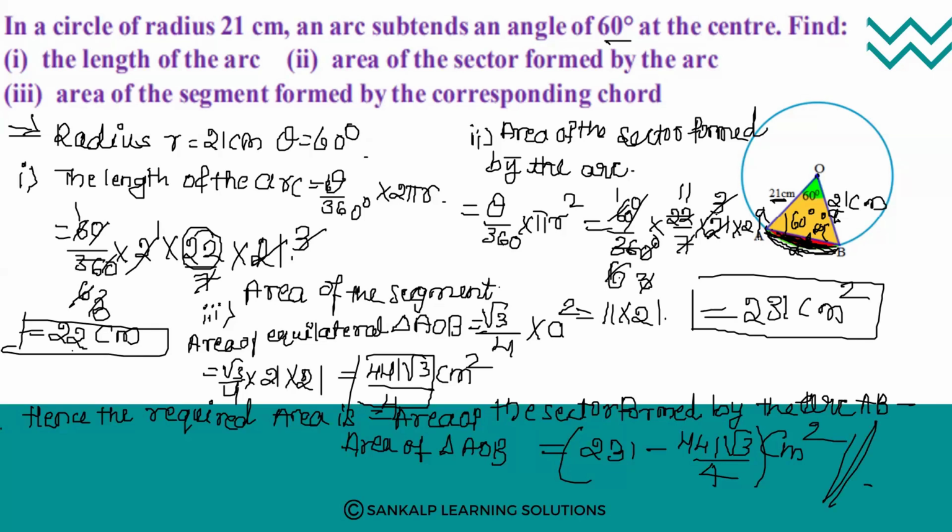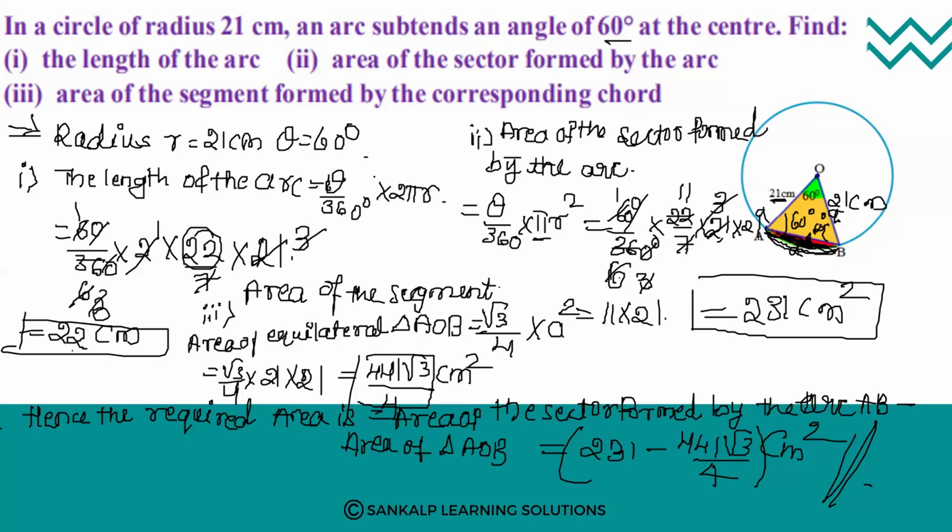Next, the area of the sector formed by the arc. Here you use the formula theta divided by 360 into pi r square. Theta value is 60 divided by 360, into 22 divided by 7, which is the value of pi, and r square is 21 into 21. So finally, you will get 231 centimeters square. So this is the area of the sector formed by this arc.